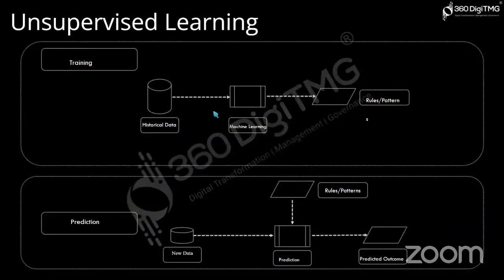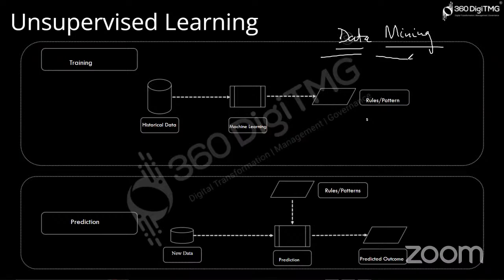Next, let us learn about data mining. Under data mining, we'll be discussing two major steps; actually there are three, but we'll discuss two major things. One is supervised learning, and another is unsupervised learning. First, let us learn about unsupervised learning.